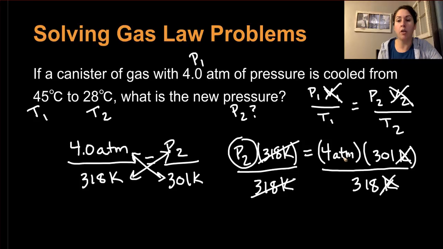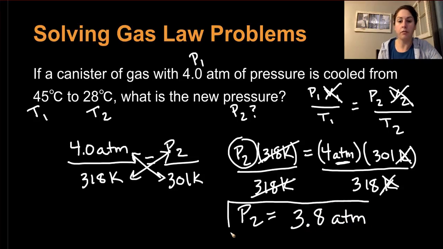I'm looking for a new pressure, which means my units are going to be in atmospheres. So P2 is equal to 4 times 301 divided by 318, and that should give you 3.8 atmospheres. So that's really how you solve most of these.